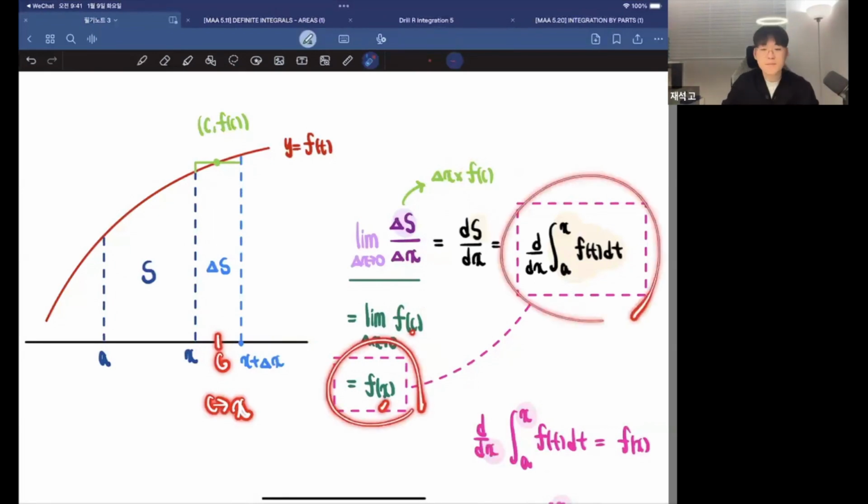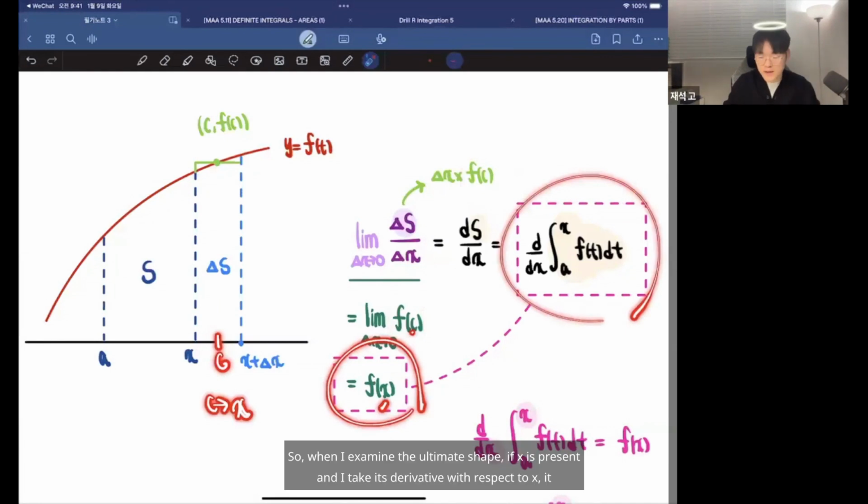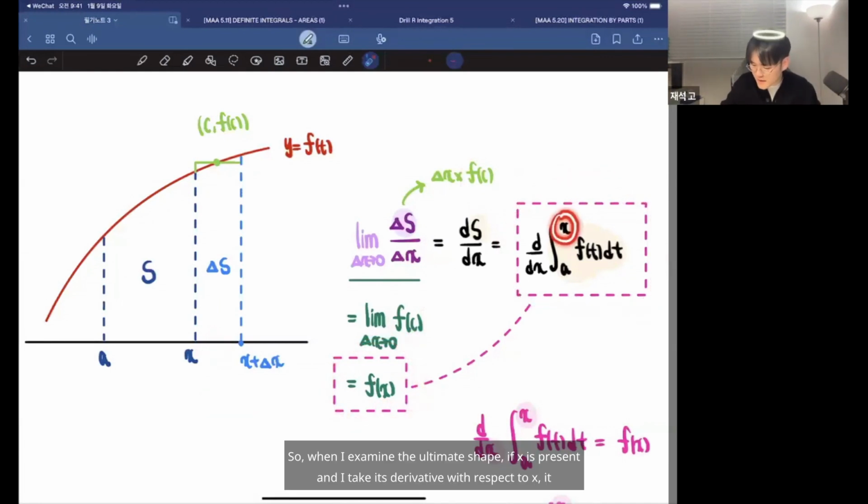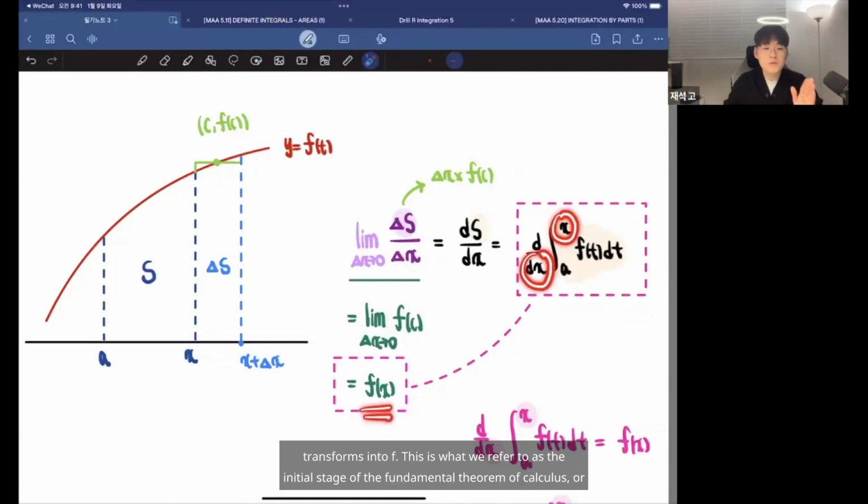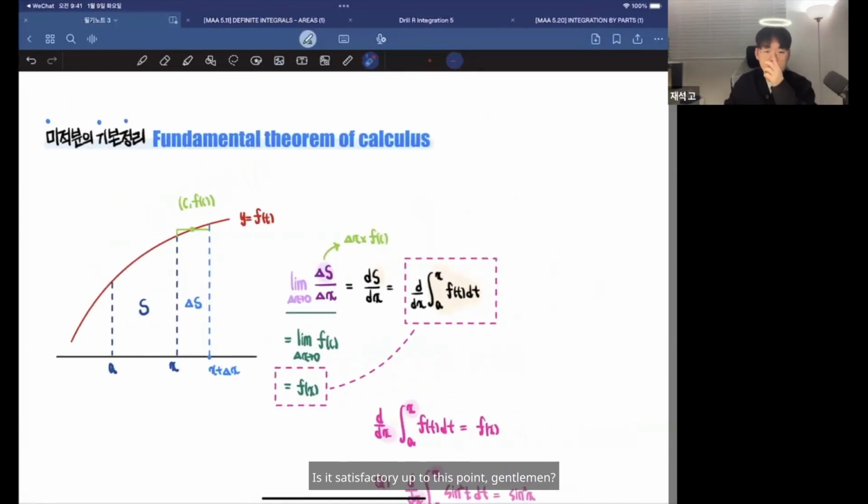So when I examine the ultimate shape, if X is present and I take its derivative with respect to X, it transforms into F. This is what we refer to as the initial stage of the fundamental theorem of calculus, or you can alternatively label it as the first theorem of calculus. Is it satisfactory up to this point, gentlemen?